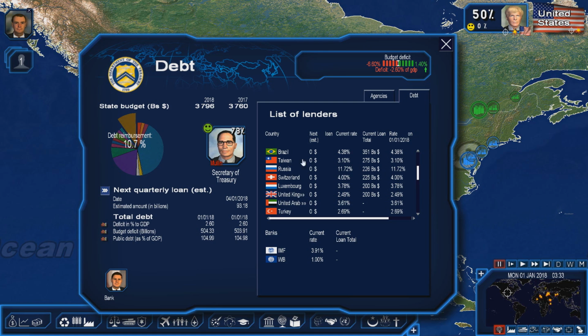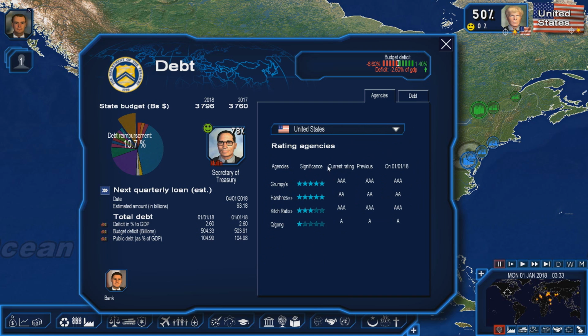You have several agencies: Grumpies, Harshness and Rules, Kish ratings, and Key Gong. These all give you credit ratings for the debt you've been paying back, depending on whether you've been privatizing or something like that. I'm going to list them and put a picture up right now. Grumpies, the first one, is an American agency. There are two American agencies.